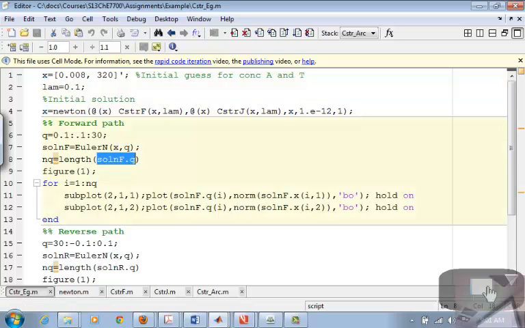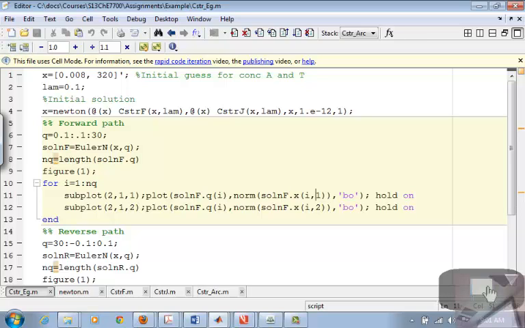And then I create the figure 1, and I create two subplots. The subplot 1 is going to plot the Q vector, that is on the x-axis the parameter, against the norm of the solution for the first component, which is A, using blue color and circle as a symbol. And then I'm creating a second subplot that plots on the same Q axis the second component. So the first one is going to be for A, the second one is going to be for T. Let's just run this and see what it produces.